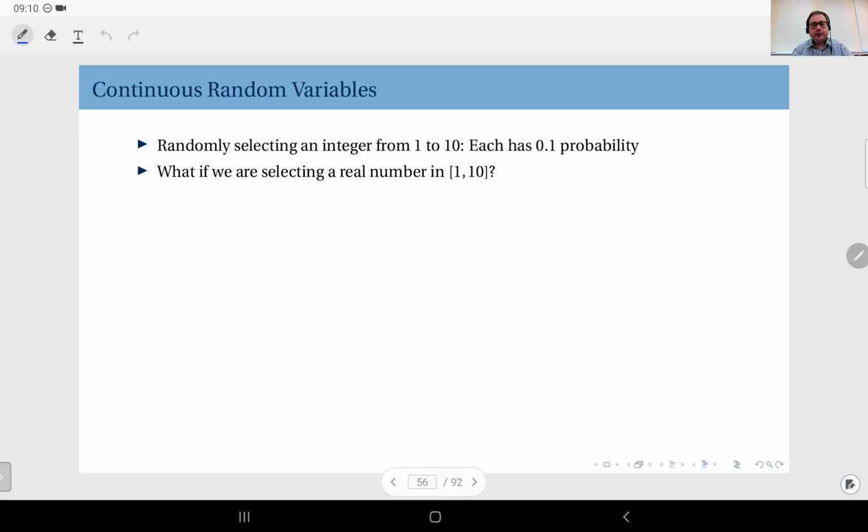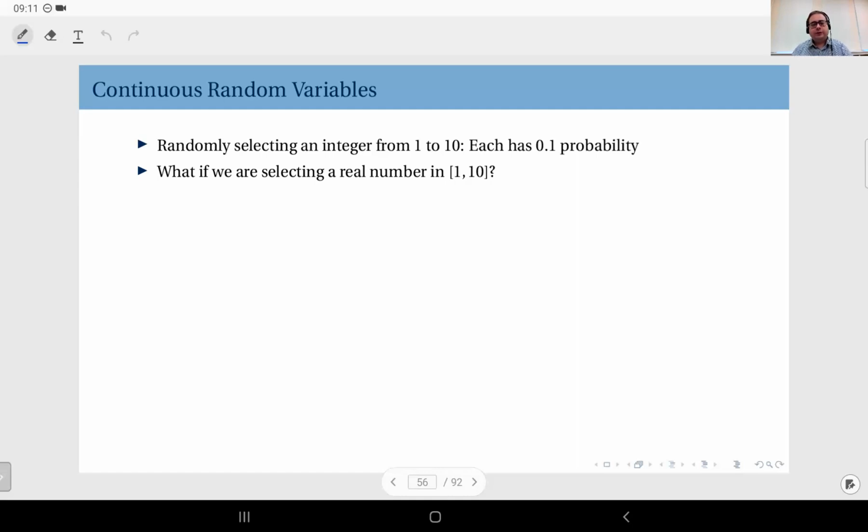what if we are selecting a real number in the interval from 1 to 10? Not separate integers like 1, 2, 3, 4, etc. Now, it is possible to select any number, any real between 1 and 10. For instance, 3.5 is an option, 7.67 is another option, 3.72 is another option, etc. It doesn't even have to be a rational number. For instance, pi or e are all valid outcomes here because they are in the interval 1 to 10.